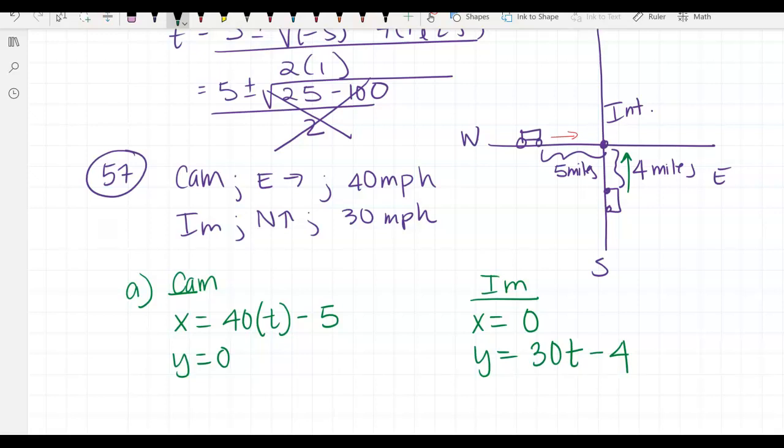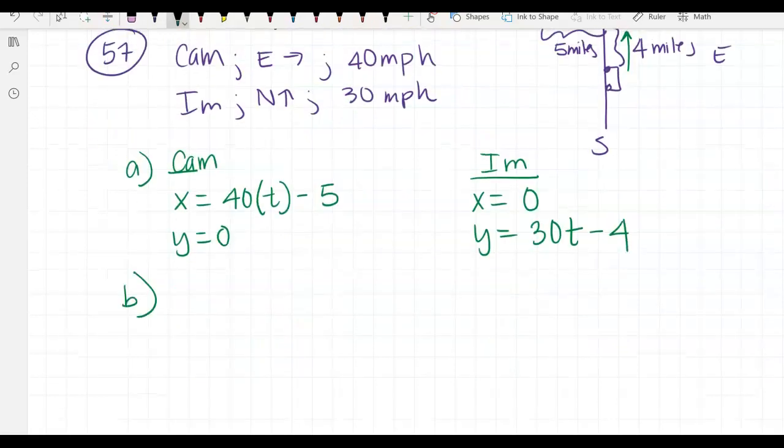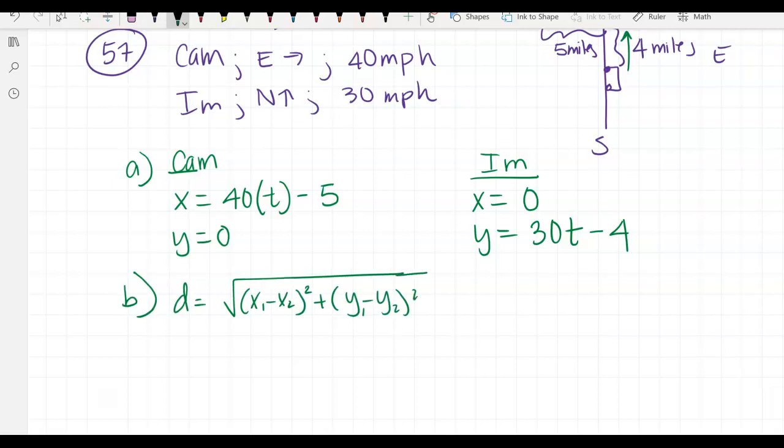Okay, part B. Find a formula for the distance between the cars as a function of time. Distance is the square root of x1 minus x2 squared plus y1 minus y2 squared. Can I switch to y2, y1? Yeah, it doesn't matter because it's squared. x1 is 40t minus 5. x2 is 0. When I minus 0, does it change anything? Nope. And over here, if we minus 0 again, it doesn't change anything. So that's my final equation. You don't have to distribute. Leave it. Don't waste your time.